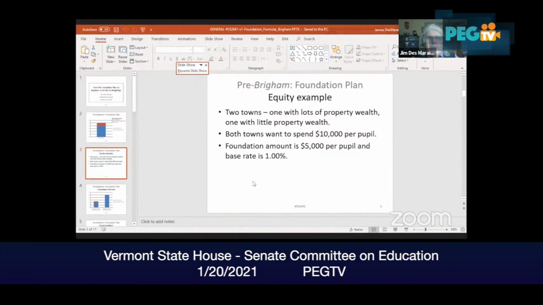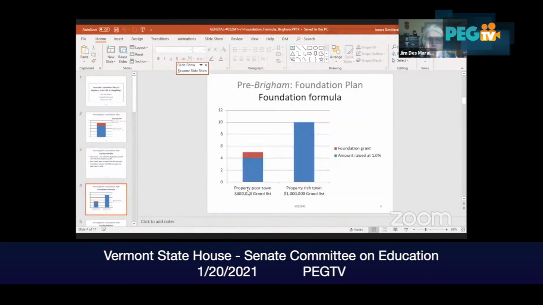So you have one town with a lot of property wealth and one town with low property wealth. Let's assume that both towns want to spend $10,000 per pupil. Again, just like before, the foundation plan amount is $5,000 per pupil, and the base rate is 1%. The property rich town, which has a $1 million grand list, can raise $10,000 per pupil at 1%. So there you go, no problem. The property poor town can raise $4,000 at 1%. It's getting a grant for the other $1,000. So how does it get up to 10 is the question.